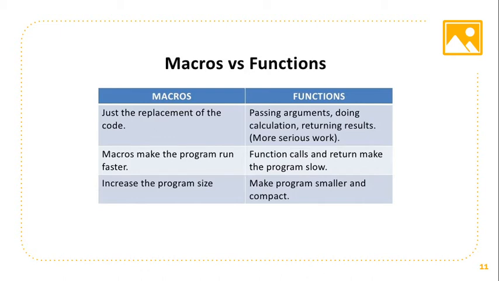Second point, macros make the program run faster. You need to understand, macros make the program run faster. Whereas coming to functions, function calls will be there and it will also return to the main program. Thus this becomes slow. Macros increase the program size, whereas functions make the program smaller and compact.